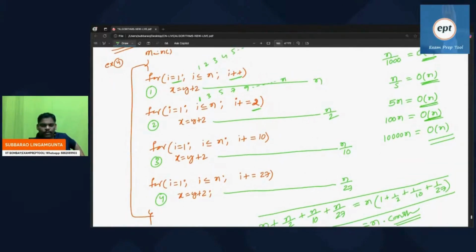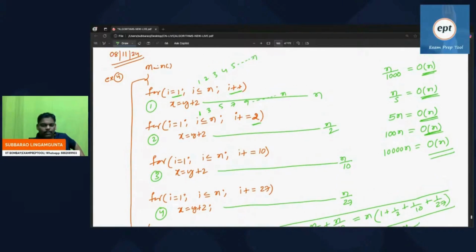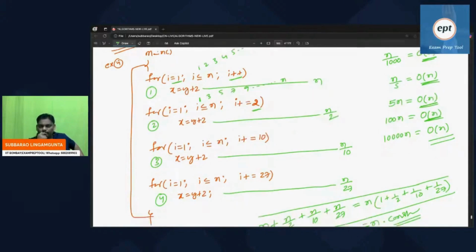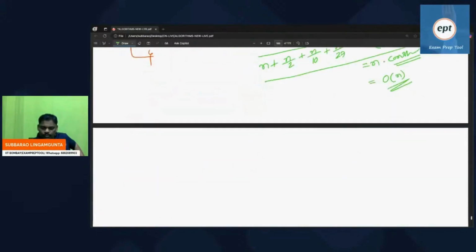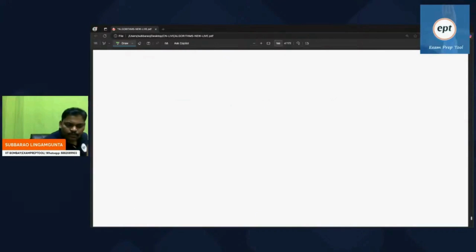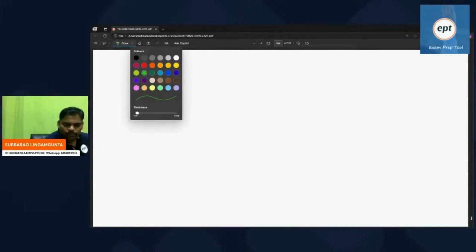Check if anyone feels something is not clear, let me know. Time complexity of this program is big O of n. It's a really nice problem. Let's move to the fifth problem.